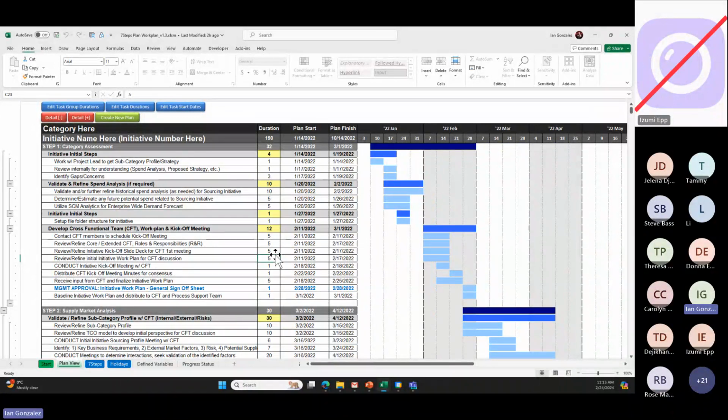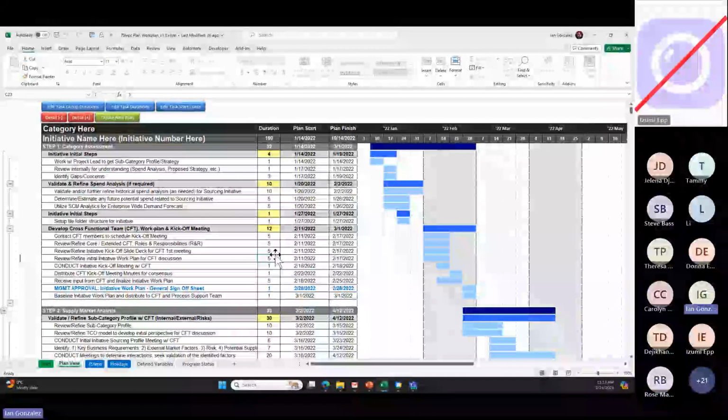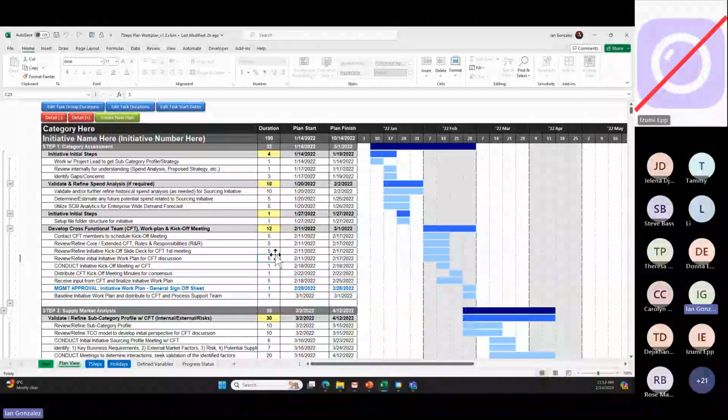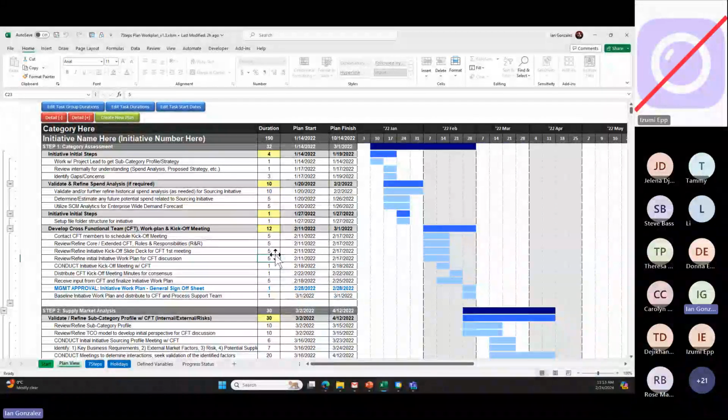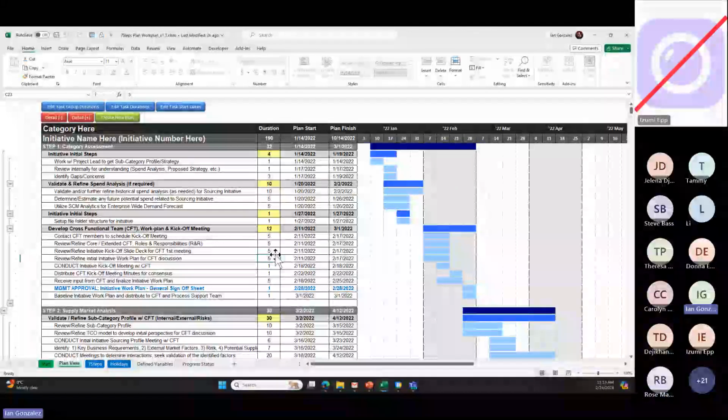Anybody have any questions on this tool? I'll send it out right after this meeting because I have all your emails anyway. Do you like it? Am I wrong when I said that this is, I think, the only one in existence? Have you seen this before?